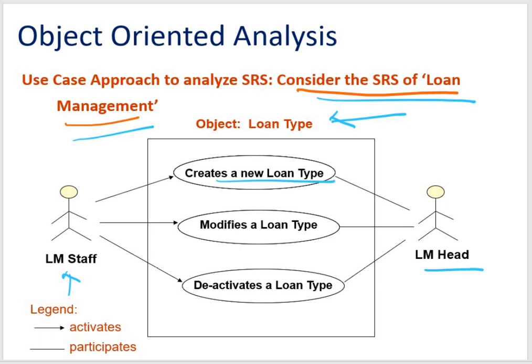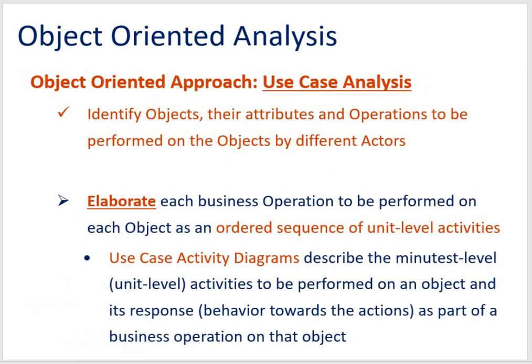So let's once again see the same example of your loan management. Considering the SRS of the loan management, our discussion started with loan management, right? In this I have the object of loan type. So the loan management staff activates or triggers create a loan type, loan management head is participating. Modify a loan type, loan management head is participating. Deactivating, right? Once again he or she is participating. Triggering was done here. Triggering was once again done here.